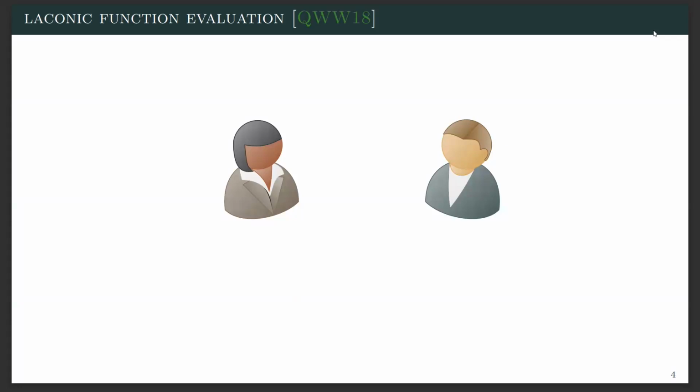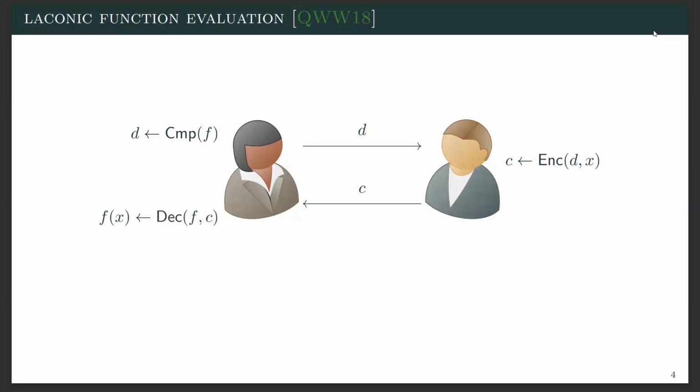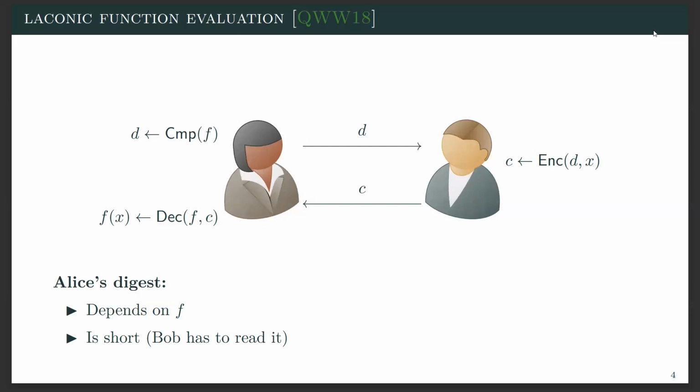It's a cryptographic primitive. We've got Alice on the left, Bob on the right. Now, Alice has some large function f that she can compress into some digest d. Given this digest, Bob can encrypt some input x under this digest and send the resulting ciphertext back to Alice. And given the ciphertext, Alice can decrypt it and learn f of x. Alice's digest will, of course, depend on the function f.